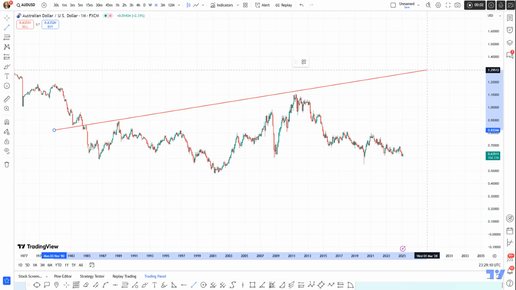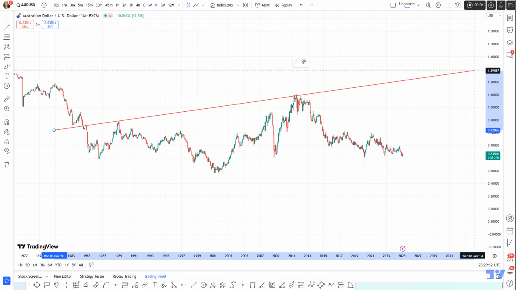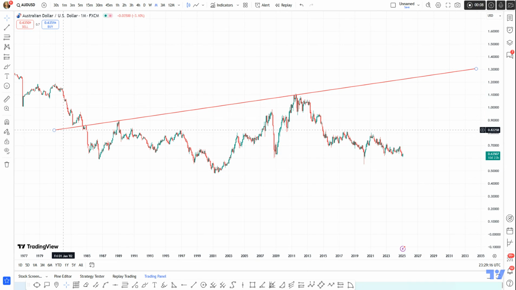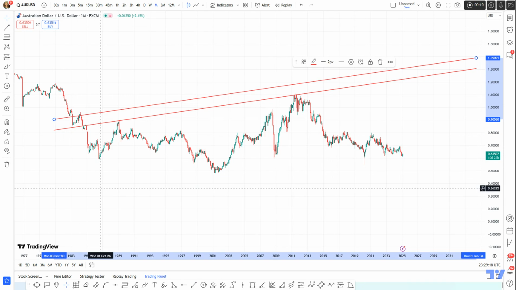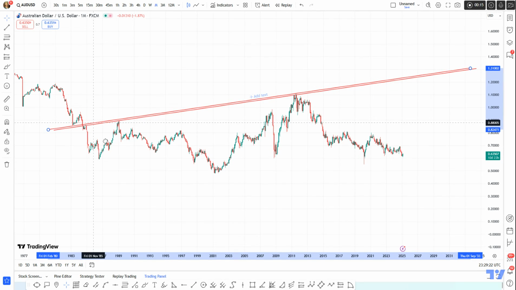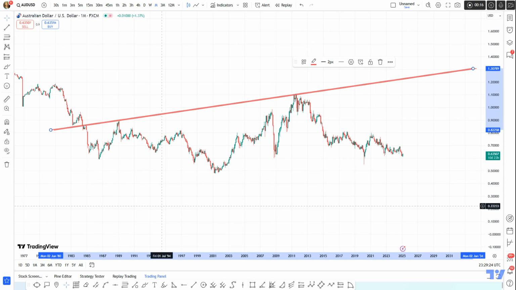AUD USD. Australia's economy is heavily dependent on commodities, and to be honest with you, they are about to become one of the richest countries.